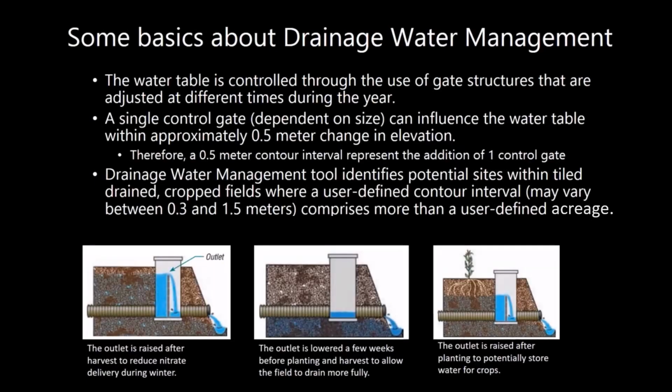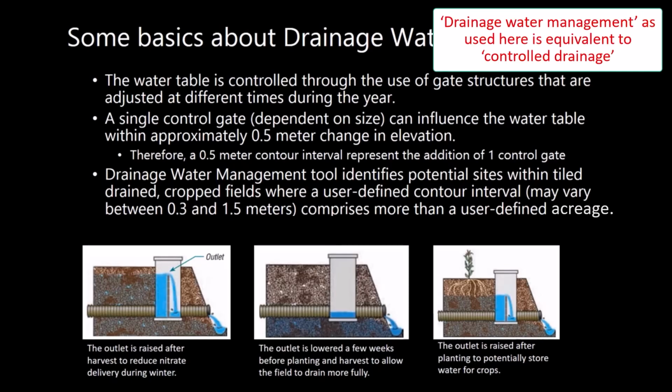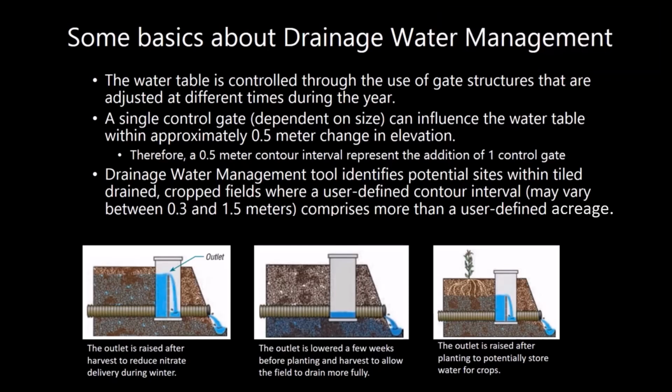The Drainage Water Management practice adjusts the water table at certain times of the year via a control gate. So, for example, if field access is necessary, say for harvest, the gate can be opened to allow unrestricted drainage. Or if you're in the midst of the growing season, the gate can be raised, which will raise the water table and therefore the water available to plant roots. One control gate can influence the water table within approximately half a meter change in elevation.